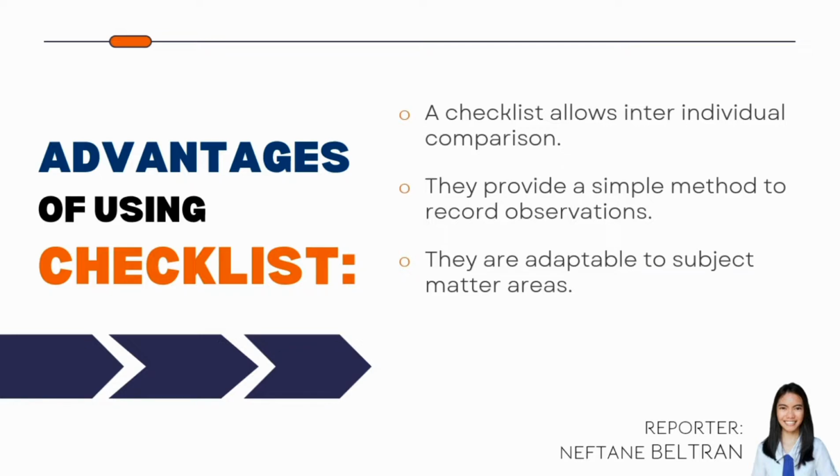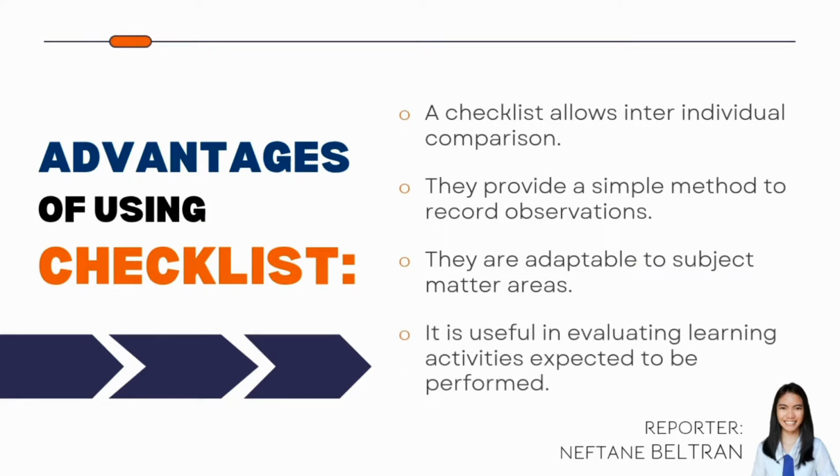Another advantage of using checklists is that it is useful in evaluating learning activities expected to be performed. As in our definition of a checklist, it is used for identifying whether key tasks in a procedure, process, or activity have been completed. The checklist can be used to evaluate which tasks are already done and which activities are still to be done. So with the use of a checklist, we can determine and record everything you observed based on the learning activities.